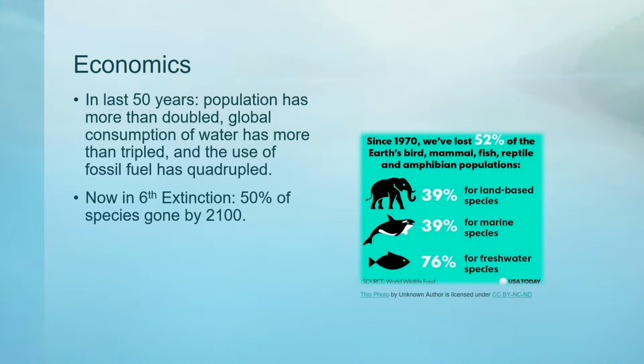And now we are in what we call the sixth extinction. It is estimated that by the year 2100, 50% of the species around by the year 1900, within 200 years, will have gone extinct. And we see that since 1970, as you see on the right, we've lost 52% of the Earth's bird, mammal, fish, reptile, and amphibian populations: 39% for land-based species, 39% for marine species, 76% for freshwater species.